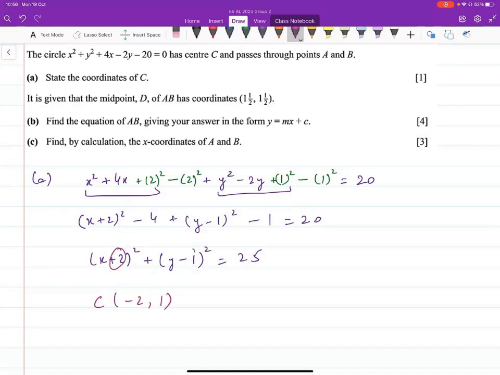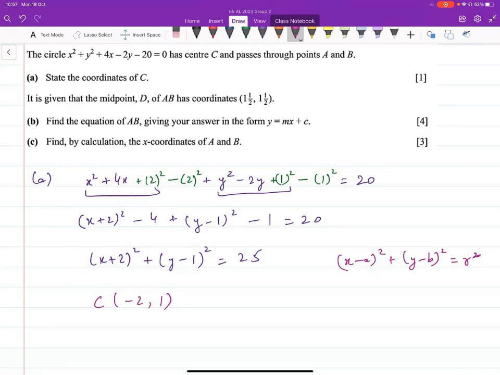We flip these signs that we have here because in the standard form, it is x minus a whole square, and we have y minus b whole square, that equals r square. If we compare these two, we get the value of a equal to minus 2 and value of b equal to 1 from there. Okay, so that's the coordinates of the center.